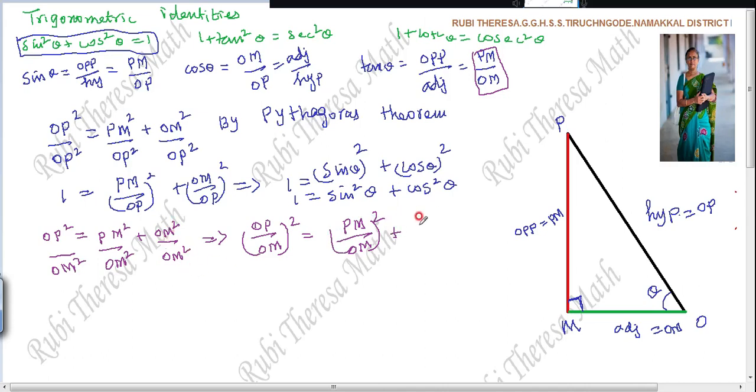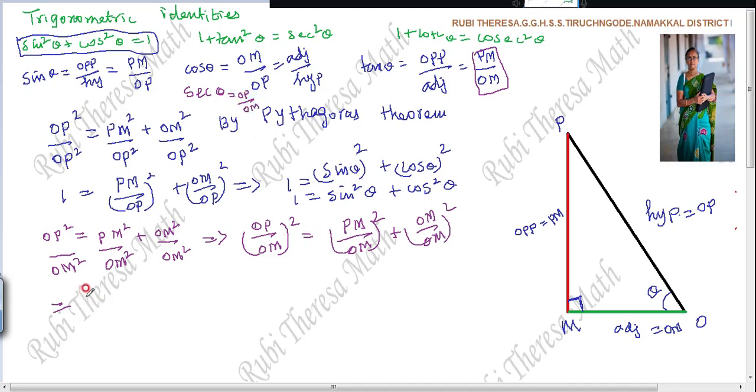This is nothing but 1. Instead of writing OM by OM the whole square, you can write 1. Understand? Otherwise, if you want, you can write OM by OM the whole square. Next one is OP by OM. OM by OP is cos theta. What is the reciprocal of cos theta? Secant theta. OP by OM.